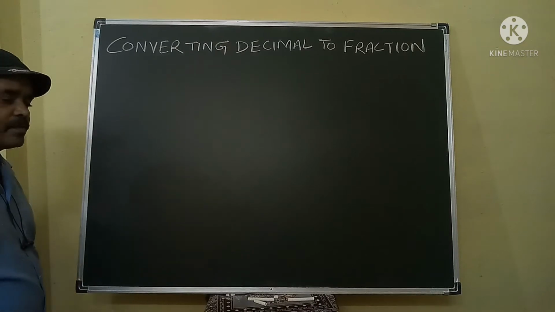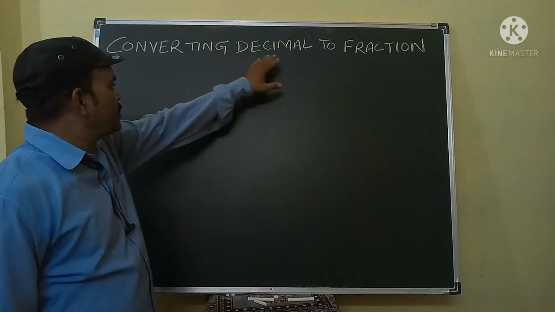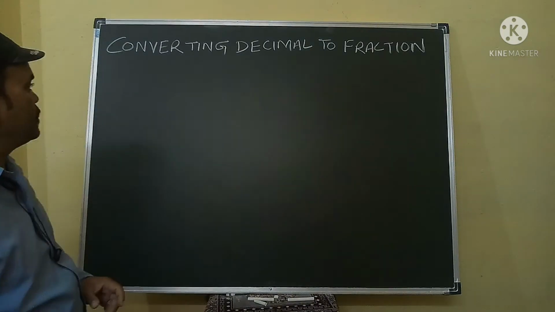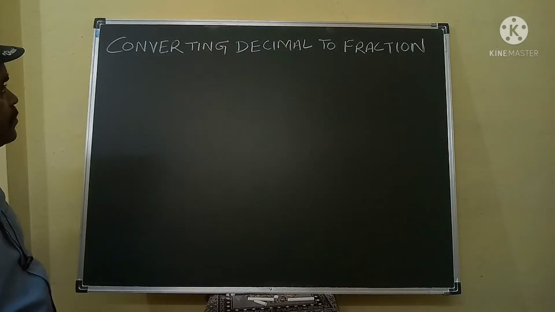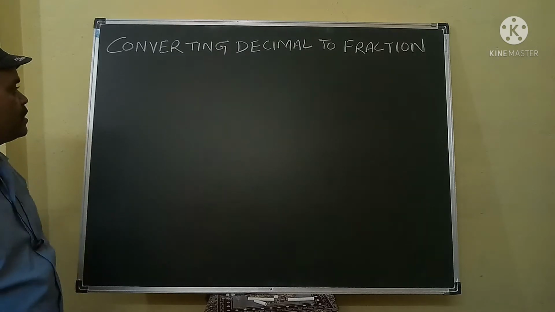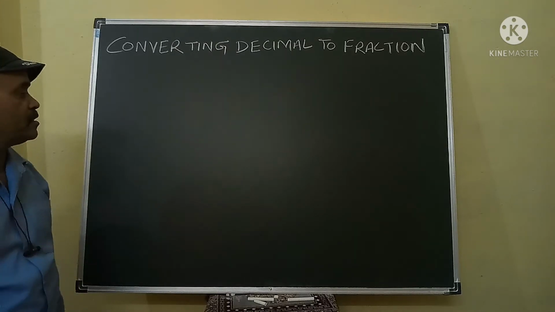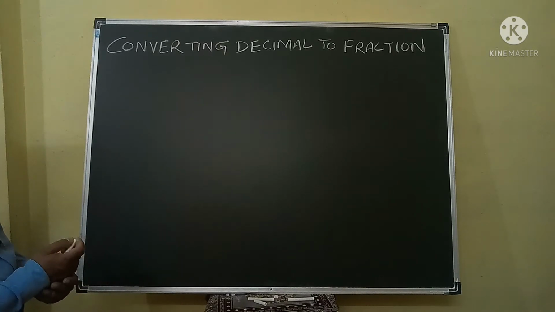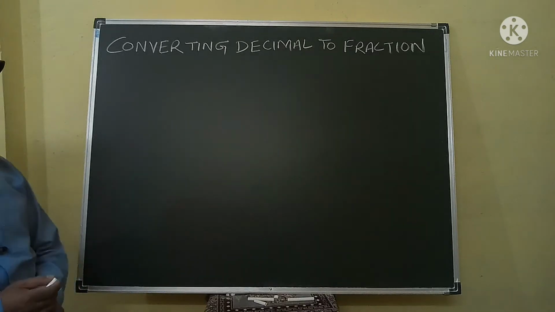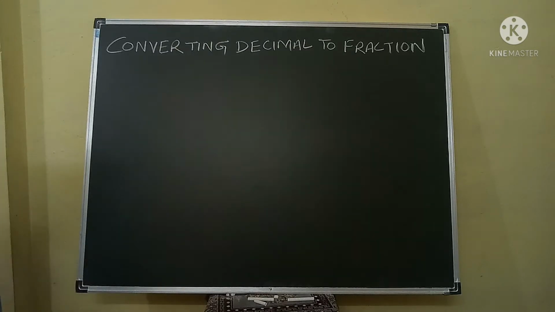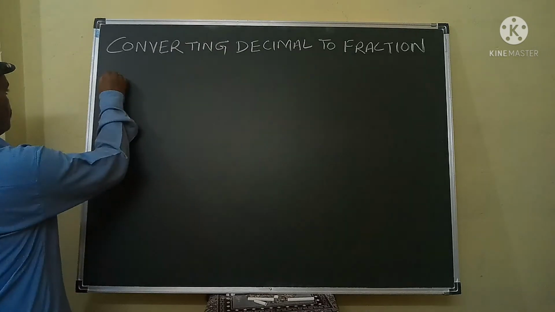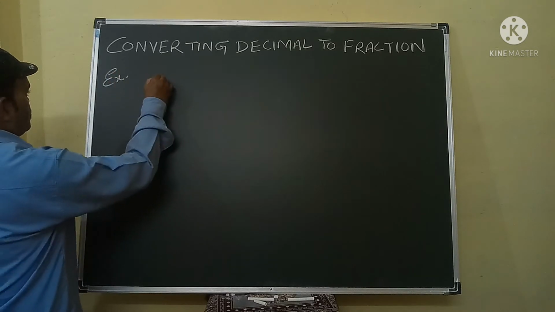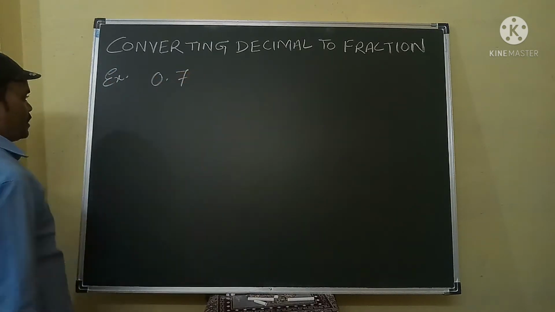We will discuss converting decimal to fraction. In this topic, suppose you have any one decimal number, and how we will convert the decimal number to fractional form. Now look here. For example, suppose this is 0.7.